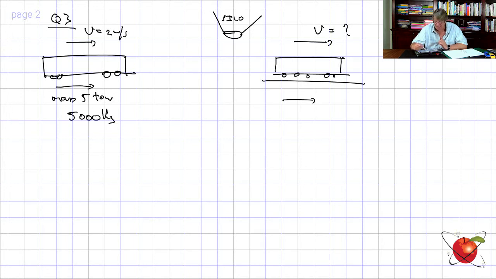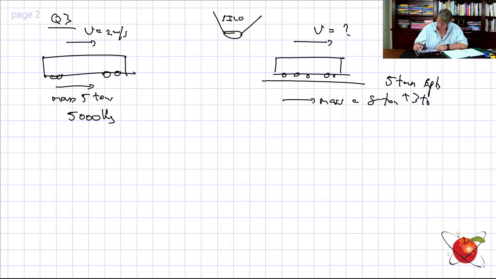Well, what does it mean? It means that the new mass is now 8 tons. The empty truck was 5 tons empty, plus 3 tons of coal. So it's 8 tons, which is 8,000 kilograms as it moves away.